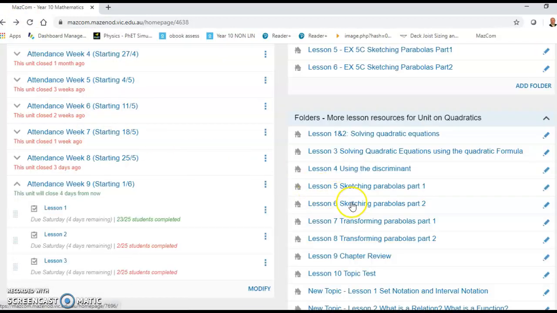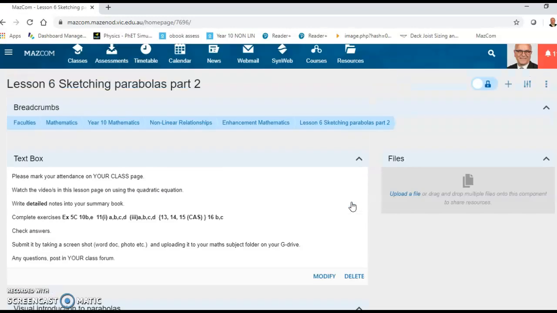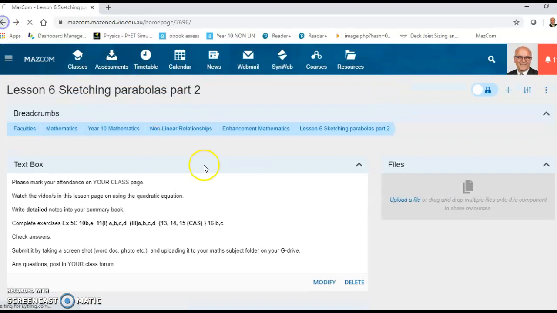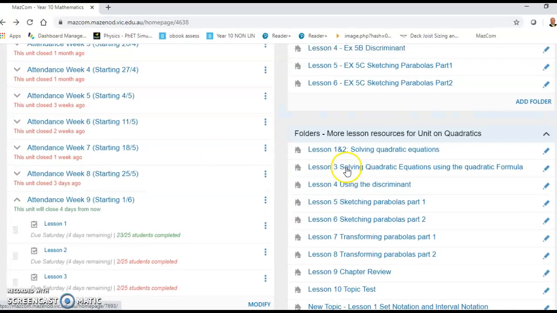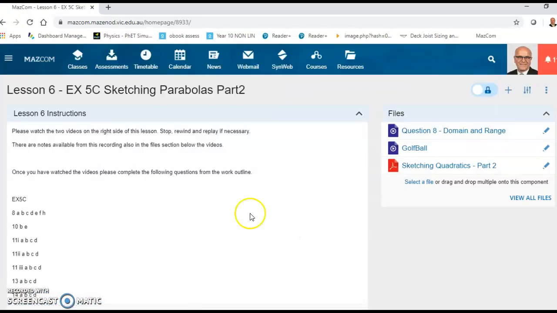Then finally, off to lesson 6. Oops, that's the alternative lesson 6, I must say. So back here, lesson 6. Thanks to Mr. Coulter, he'll go through the importance of domain and range. So make sure you take a lot of care with this.